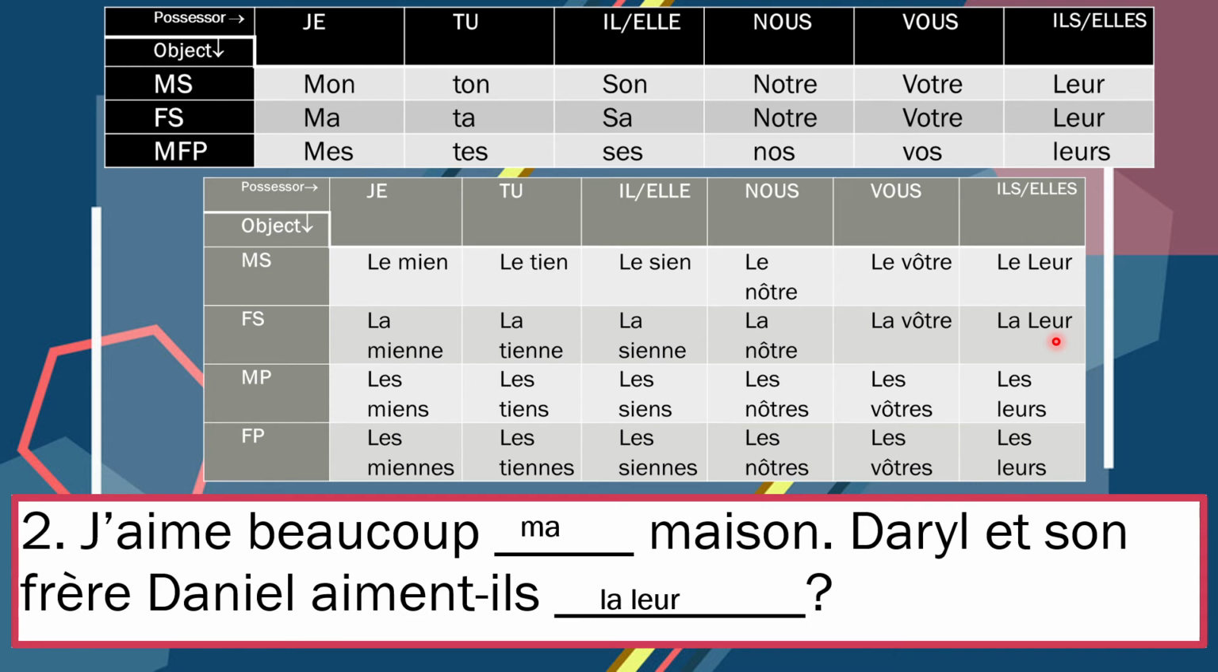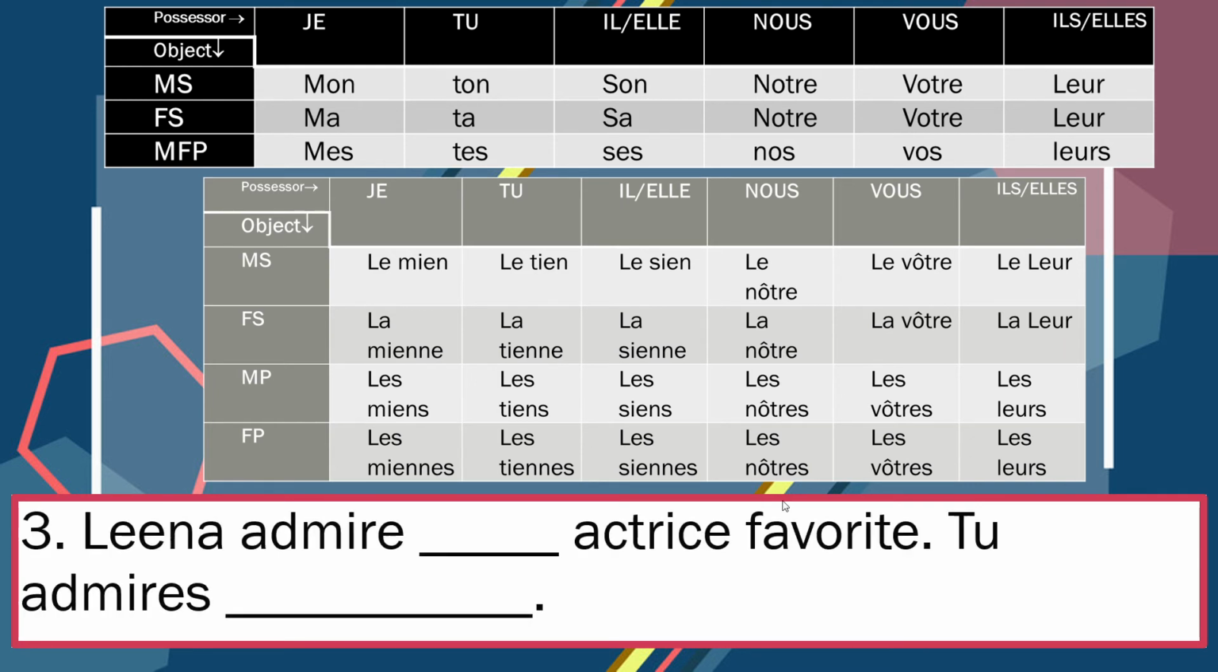Okay. Next one. Lina admire dash actrice favorite. Tu admires dash. So after the first blank, you have the noun here, actrice. So this has to be filled in with a possessive adjective. After the second blank, you have nothing, which tells you that you have to use a possessive pronoun here. So for the first blank, dash actrice, you have to use a possessive adjective. Now look at the subject, or the possessor, which is Lina, which becomes elle.